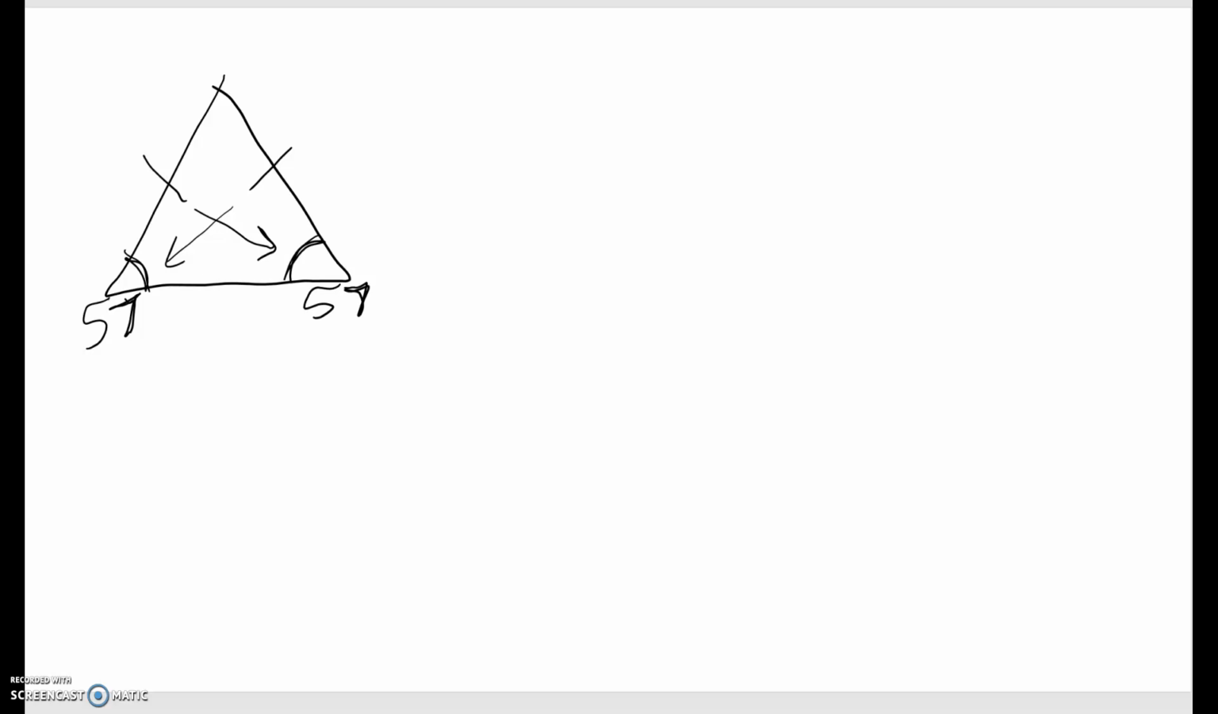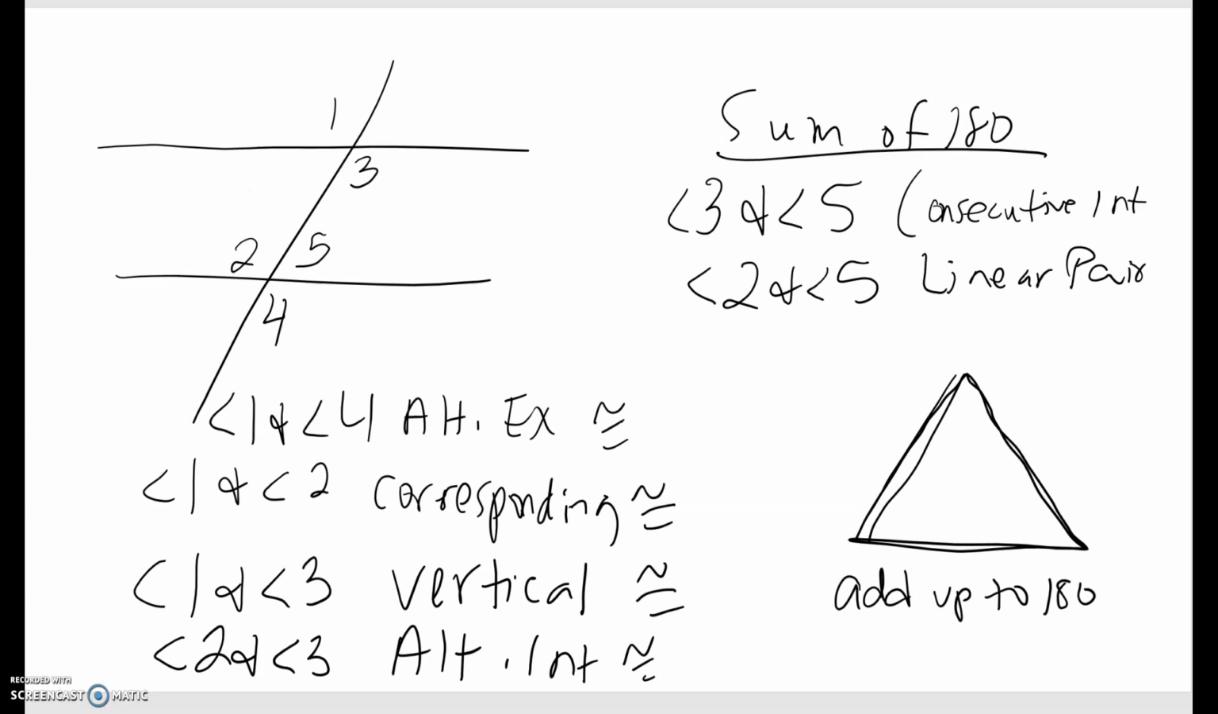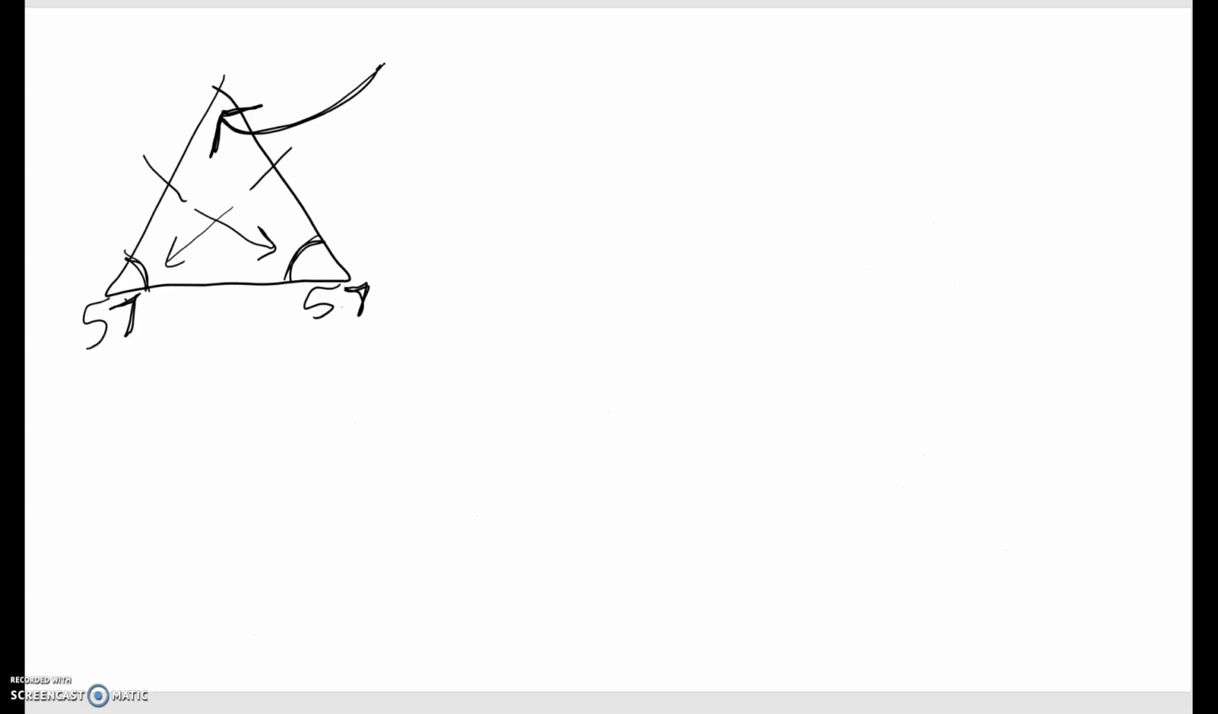Okay, think about how you would find out that missing angle up here if you know both of these are 57. Okay, look back to what I just did. Remember that triangles, all their angles add up to 180, so we could actually take that and subtract 57 and subtract 57, and we would get that top angle.